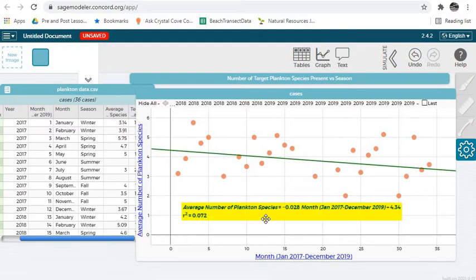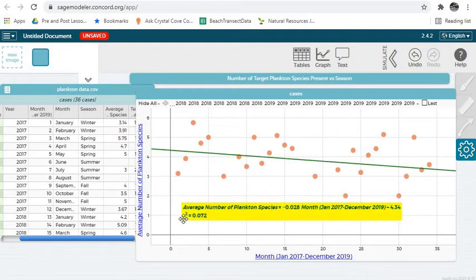In Sage Modeler, when you add a trend line, it includes the equation. So one thing you can look at is the slope of the line right here, negative 0.0228. So a negative slope means our plankton were decreasing over time. And the 0.028 is the slope of our line. So a very shallow line because that's a very small number. So not a big decrease over time.